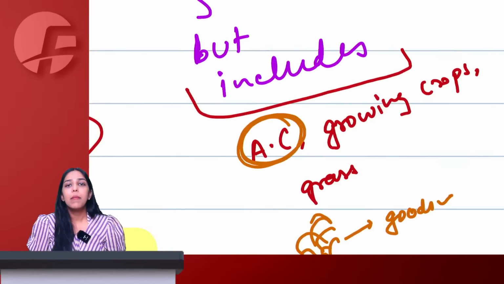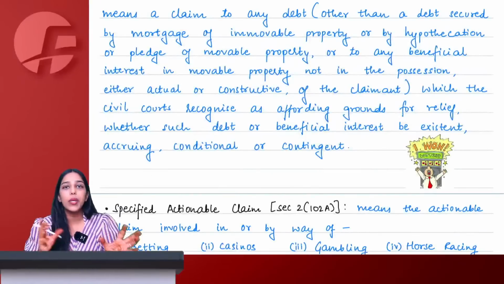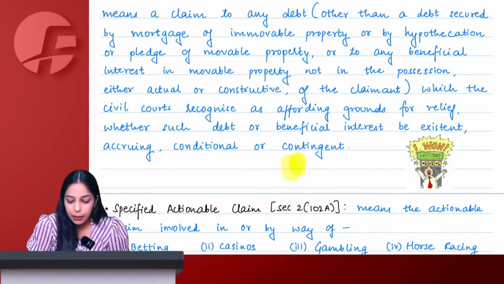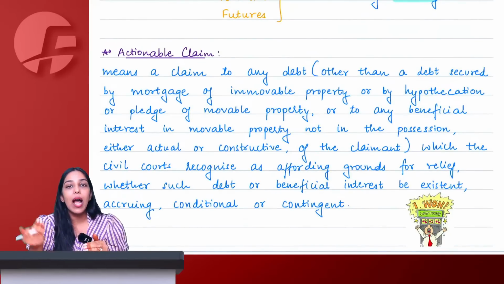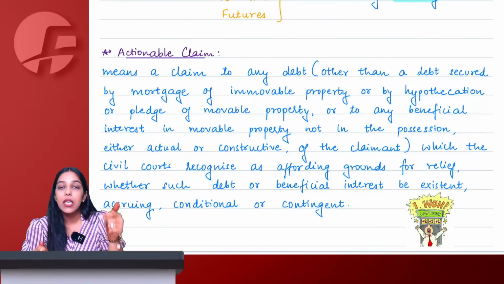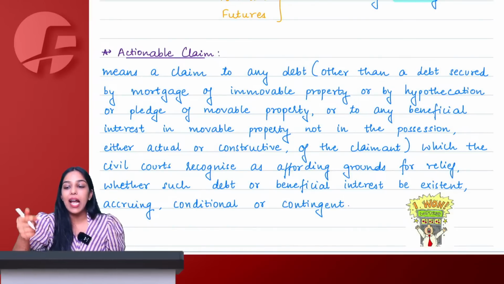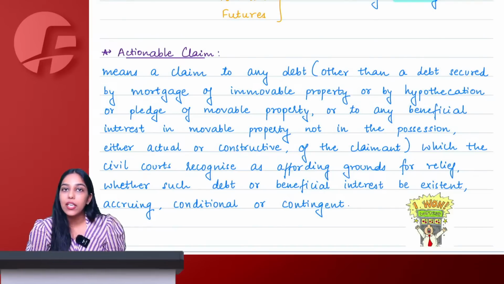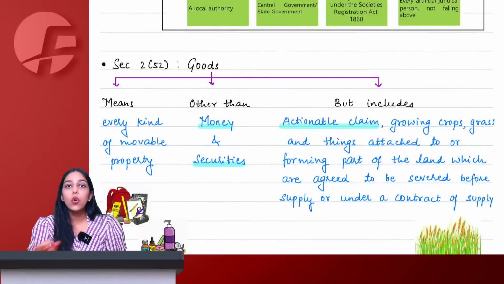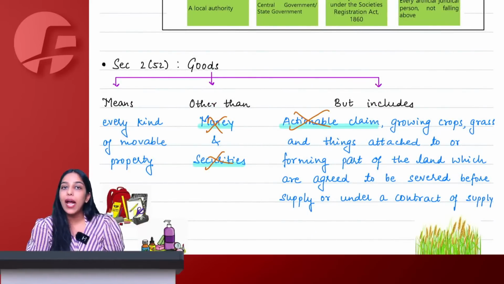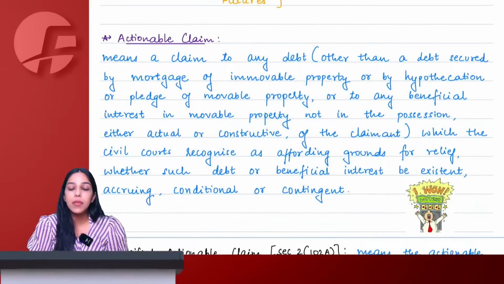And actionable claims, ma'am, what are actionable claims? Anything which can be contingent, happening, non-happening, accruing, conditional, you don't know. These things could be lottery, betting, gambling, claim to any unsecured debt, which you are not certain whether it is going to happen or not. But in case it happens, the civil courts of India recognize these kinds of claims. You can go to the court and take action on these claims. They are known as actionable claims. No need to learn the definition. You only need to learn the definition of goods. No need to learn the definition of money, security or actionable claim. This is only for your understanding. So we are saying actionable claims means any debt.